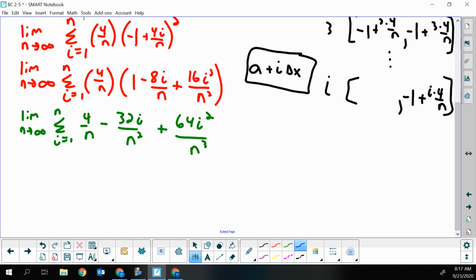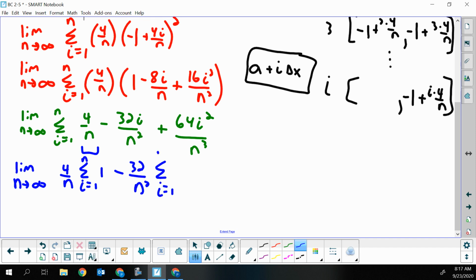So we're going to write a separate summation for each of those fractions. We'll have the limit as n approaches infinity. This first thing, anything that doesn't have an i, we can pull out. So we can write this as 4n summation i equals 1 to n, and we'll leave a constant of 1. Minus, anything that doesn't have an i, we can pull out. So we'll do 32 over n squared, summation i equals 1 to n, with the i left in there. And then we'll pull the 64 over n cubed out. Summation i equals 1 to n, we'll leave the i squared in there.